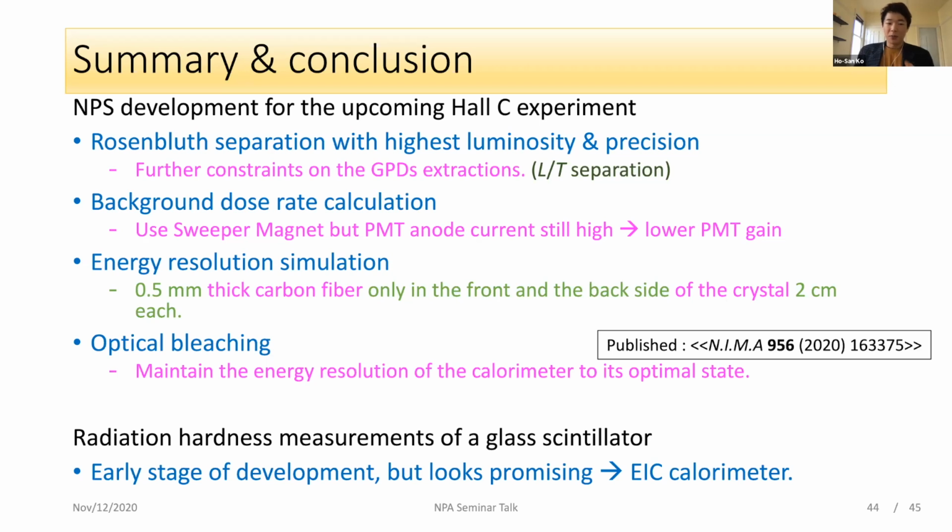And we will use optical bleaching to maintain the energy resolution of the calorimeter at its optimal state during the whole experiment. So from this whole Hall C experiment, we will further constrain the GPD extraction by separating the sigma L and sigma T terms. We also measured the radiation hardness of a new glass scintillator. Although the development is still at an early stage, it looks promising. And hopefully, depending on its final energy resolution and price, etc., its coverage of the EIC calorimeter will be decided.